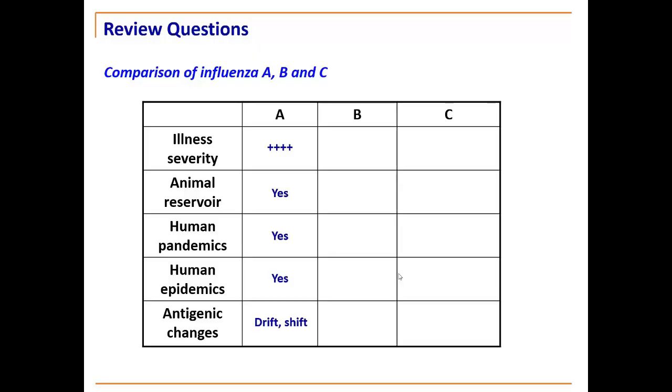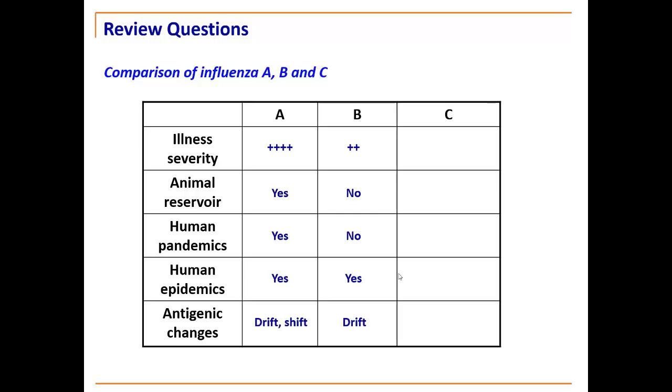Influenza B, illness severity, a little bit nasty, but not too bad, but it is included in the vaccine, of course. Animal reservoir, no, only affects humans. Pandemics, no. Epidemics, yes, you do get more infections because of it, and you get these localized epidemics. Antigenic changes, just drift, so just random mutations. And there are much slower mutations than in influenza A.